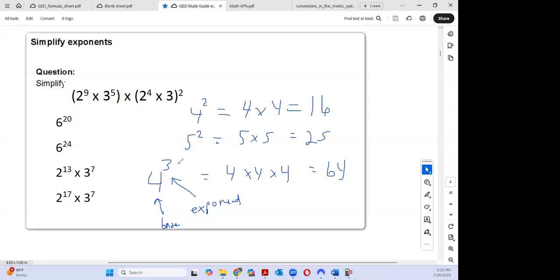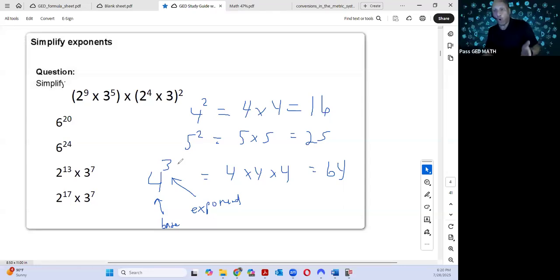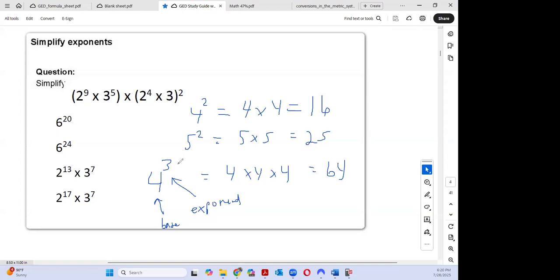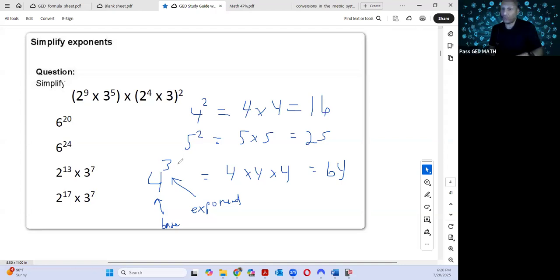What I would suggest is you should know all your squares to 15. So 12 squared is 144, 13 squared is 169, 10 squared is 100, 8 squared is 64. That's how fast you should know them. Why am I telling you that? Because if you know your squares, watch this. I'm going to show you something.